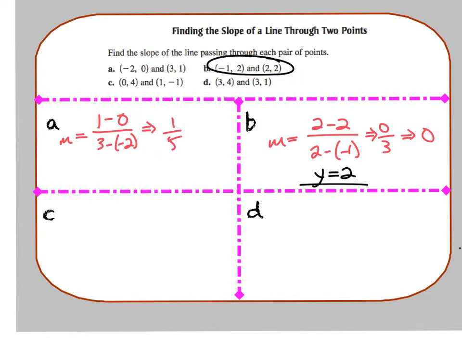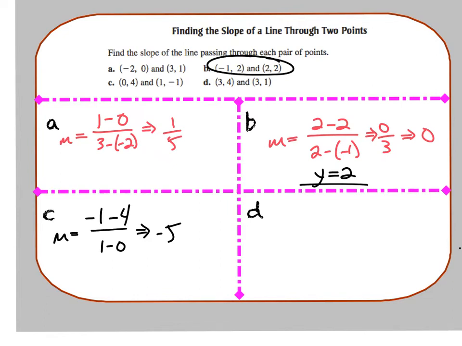Help me out, Max. Part C. What do we got? -5 over 1. Help me out. How do I do it? -1 minus 4 over 1 minus 0. So what do we get? -5 over 1 is -5. Beautiful.